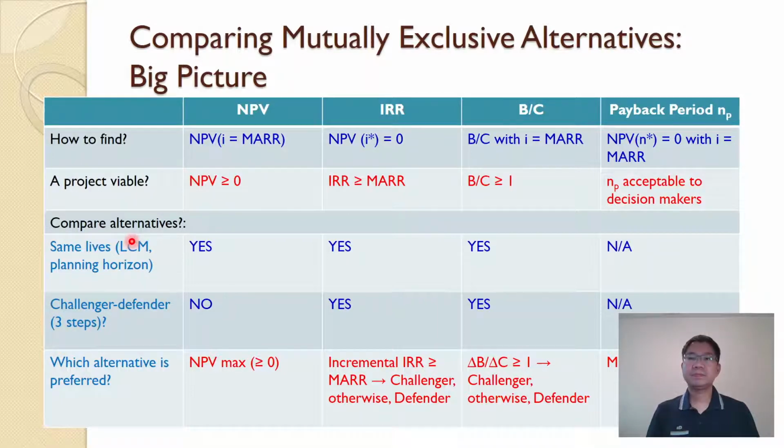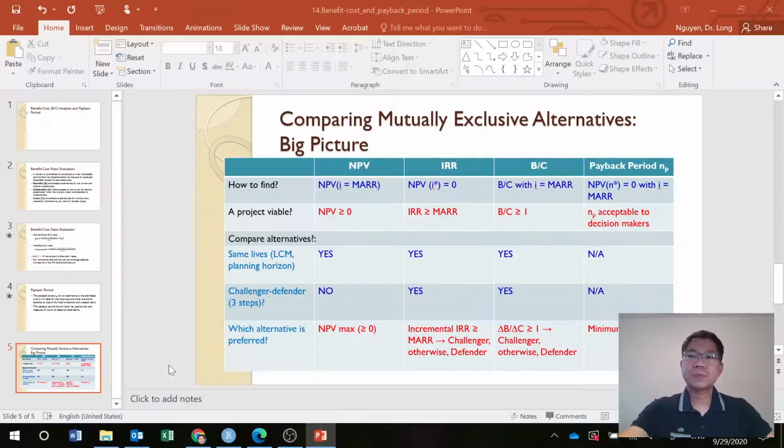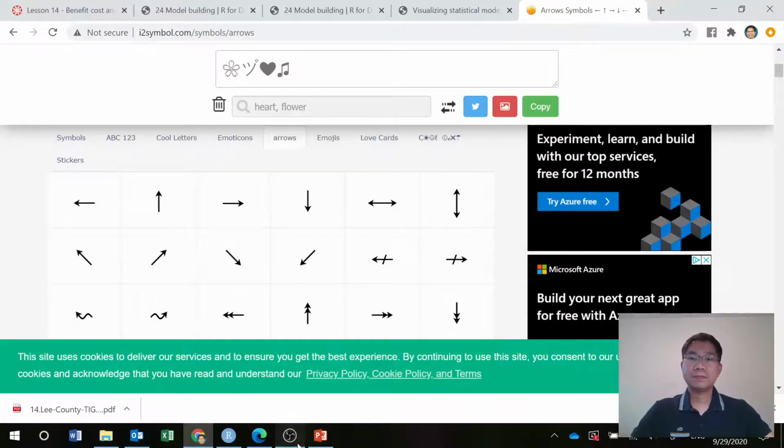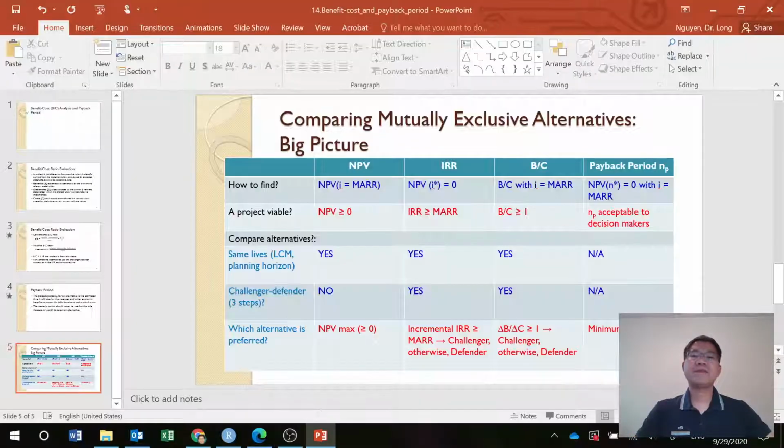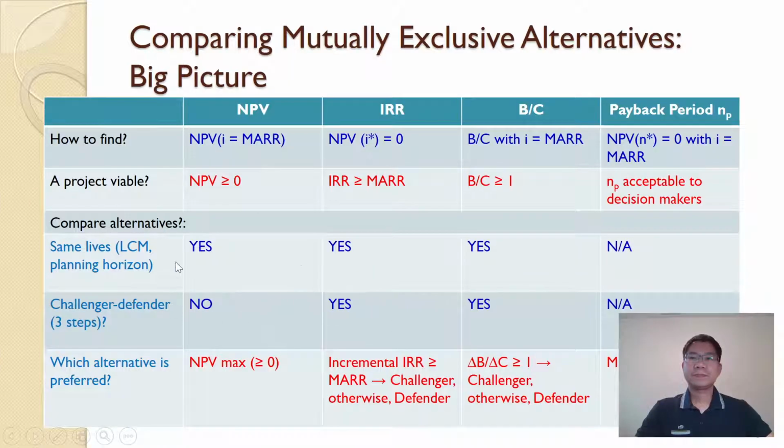If the problem specifies the planning horizon or study period, we have to compare over 20 years, just like the one that you see in this project. They evaluate over 20 years, so you can see that the planning horizon is 20 years. So that's specified. Keep that in mind: use either the LCM if it's not stated, or the planning horizon if it's stated explicitly in the problem. And that applies for all the first 3 methods, NPV, IRR, and B over C.